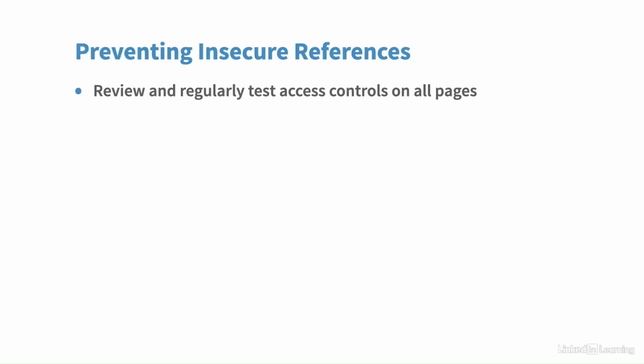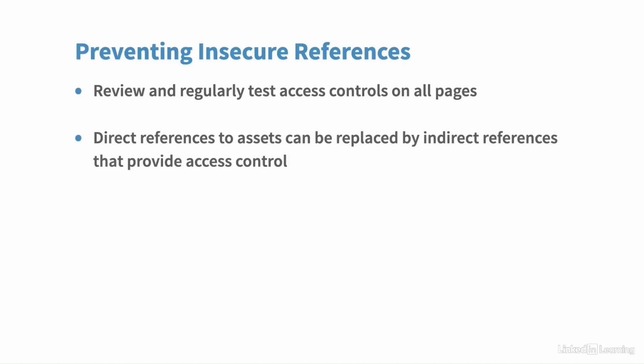First, we should ensure that access control is on all the pages and assets that need it. We can do that through automated software tests, manual testing, or a code review. Assets like images and PDF files that need access control can be trickier. Assets that need to be secured should not be directly referenced by web pages.